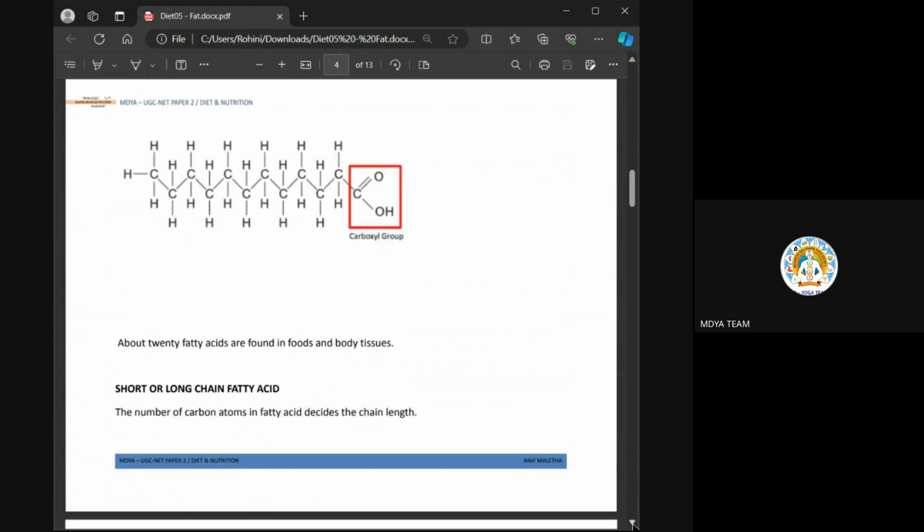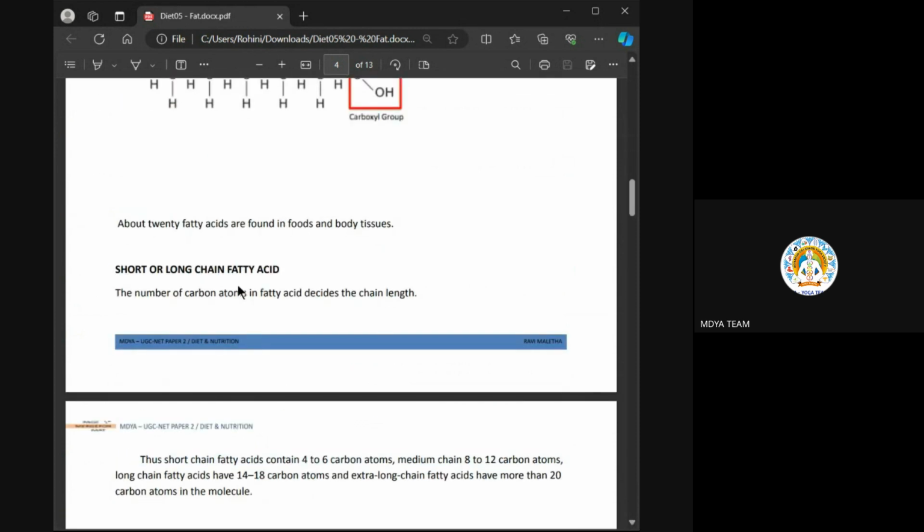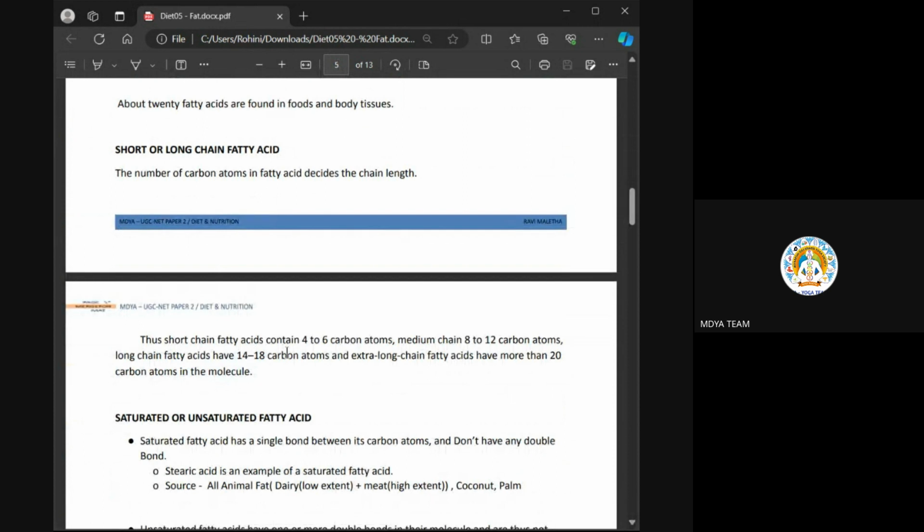So in the next example, short or long chain fatty acids. The number of carbon atoms present decides the length of the chain. Short chain fatty acids contain 4 to 6 carbon atoms, medium chain 8 to 12 carbon atoms, long chain 14 to 18, and extra long chain more than 20 carbon atoms in the molecule. So these are basically the types of fatty acids.